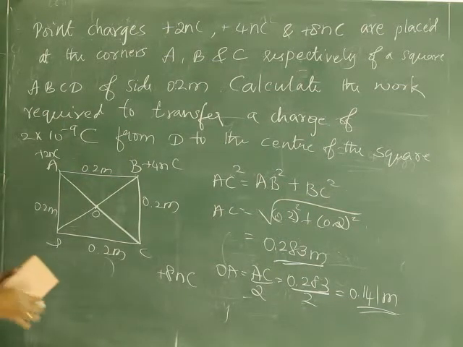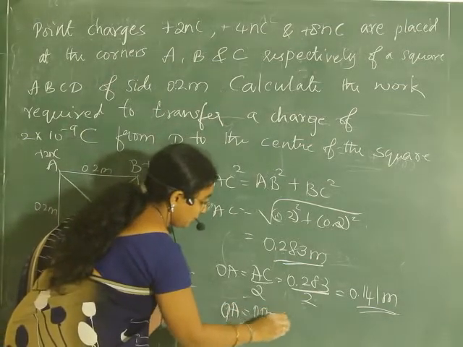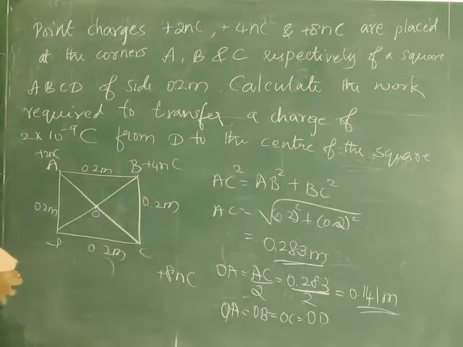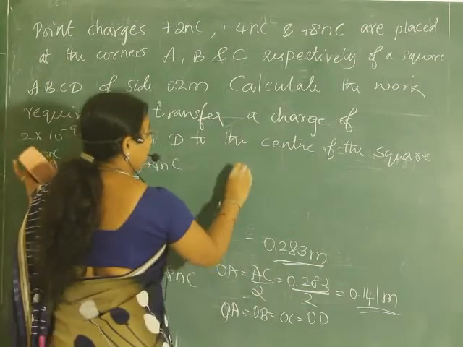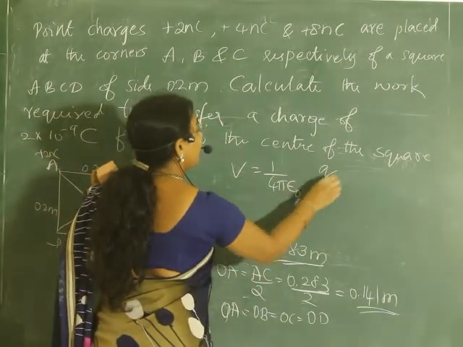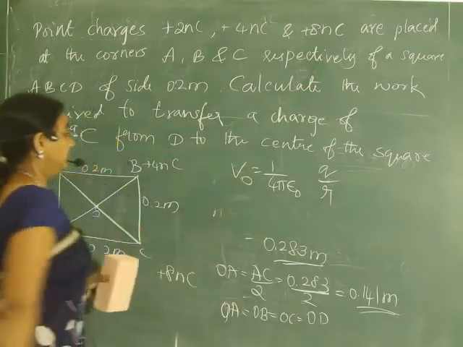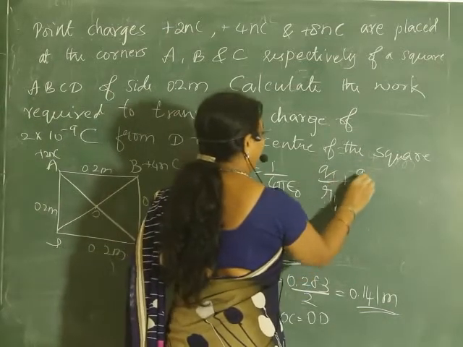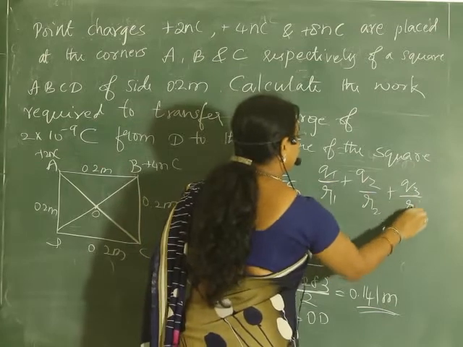Next, OA is equal to OB is equal to OC equal to OD. Hence, next formula. Use the formula of potential difference. V is equal to 1 by 4 pi epsilon naught Q by R. Potential at O is Q1 by R1 plus Q2 by R2 plus Q3 by R3.